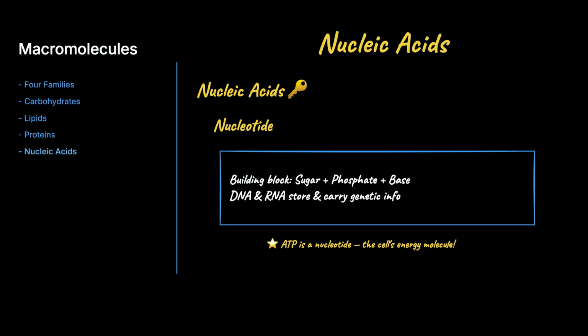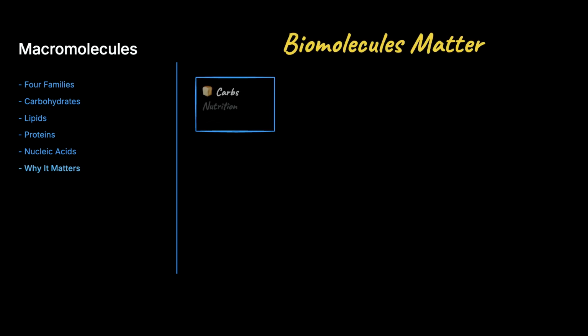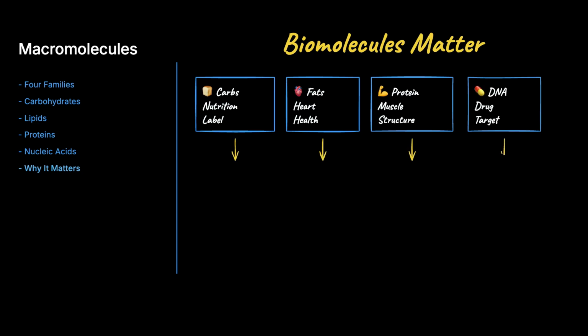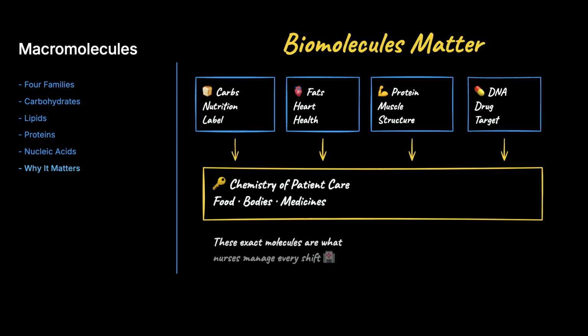Everything connects. Why should a nurse care about all 4 families? Because they are what food, bodies, and many medicines are made of. The carbohydrates on a nutrition label, the fats flagged for heart health, the protein in a muscle, and the DNA targeted by some drugs are these exact molecules. This is the chemistry of patient care.